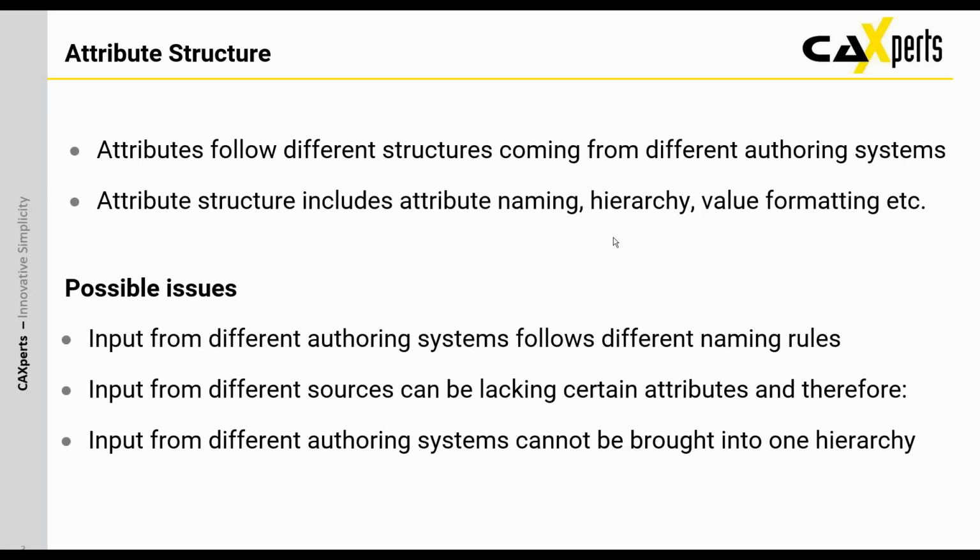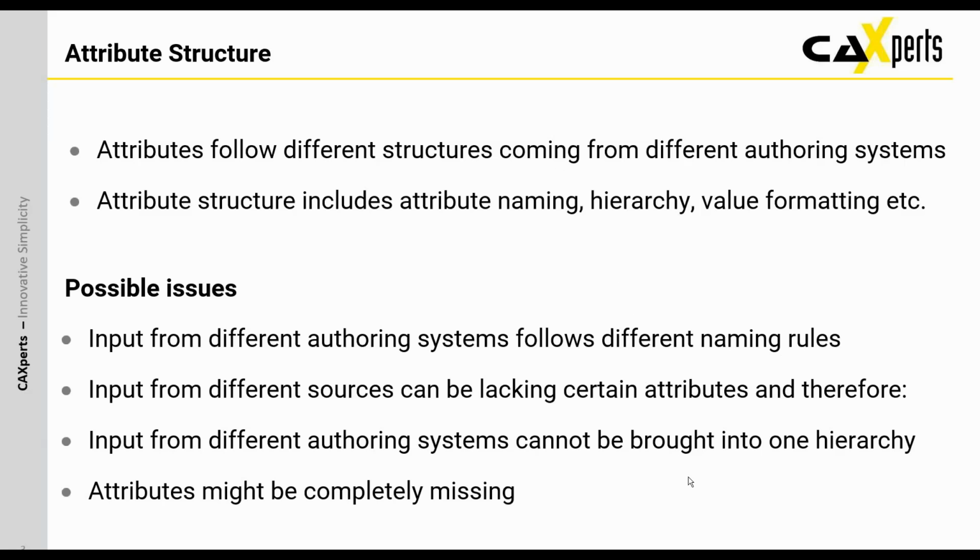So, talking about bringing something into one hierarchy, if you have, for example, in some authoring system equipment name, in a different authoring system, it will be just name or it will be tag and so on. So we need to get an identical base so we can put them together in one hierarchy. What I mean by hierarchy, I'll come back to that a little bit later. And last but not least, attributes might be completely missing, attributes you want to have in your model.